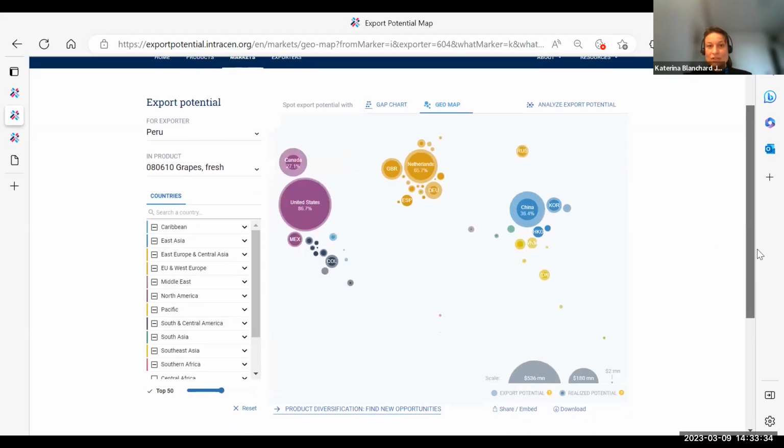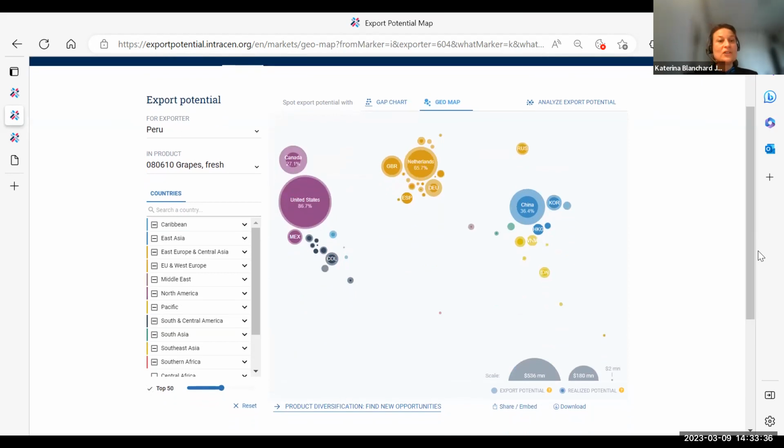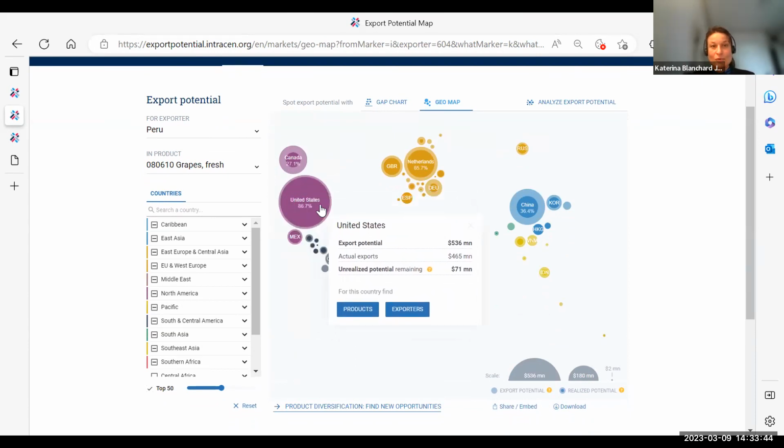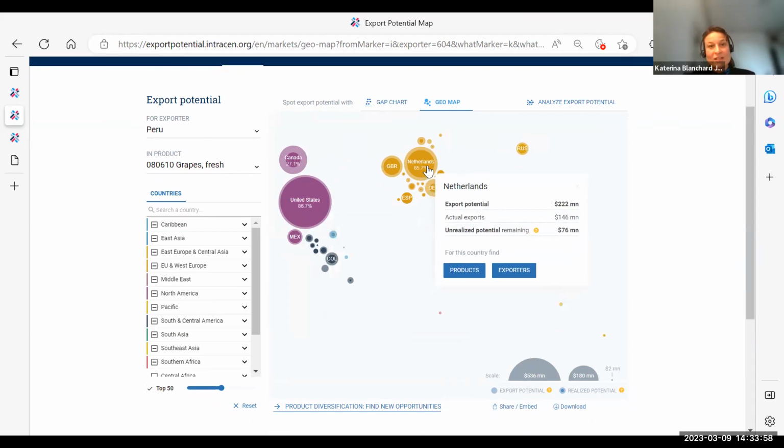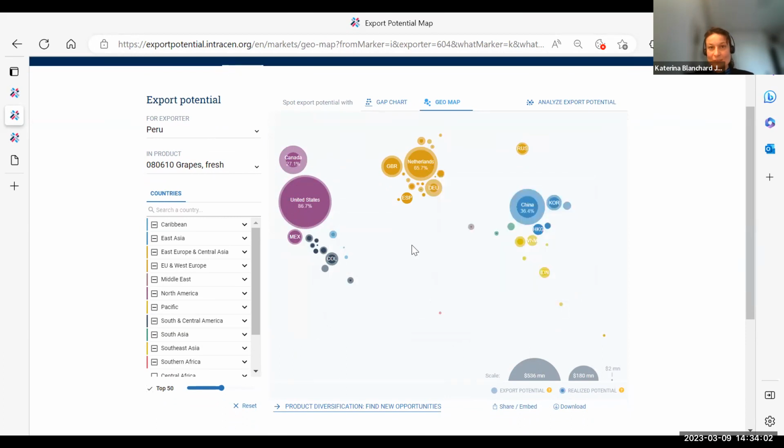This chart shows us to what extent the export potential is already consumed. The size of the bubble corresponds to the size of the export potential, and the darker side corresponds to the value of the actual exports. So here we see that in the case of the United States, the export potential was already consumed at almost 87%. In the case of the Netherlands, this figure corresponds to 65.7%.